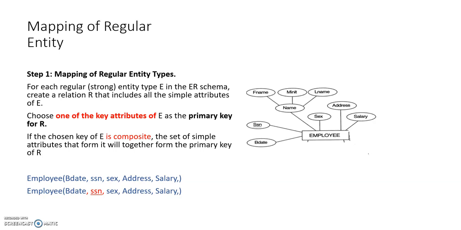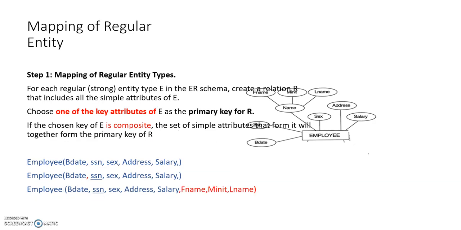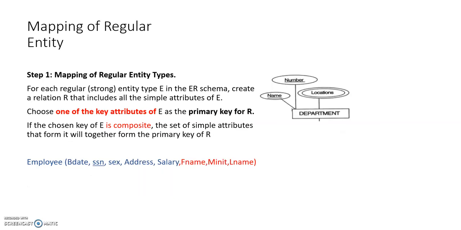And next is how to map this composite attribute. The composite attribute name has the individual attributes first name, middle name and last name. So we can put all the individual attributes, all the constituents of name, into the regular entity. So the employee relation becomes employee with birth date, SSN, sex, salary, first name, middle name and last name.